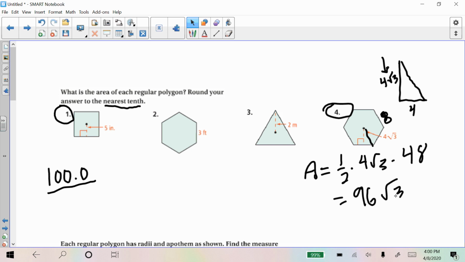So the correct answer, if you multiply 96 times the square root of 3 and round it to the nearest tenth, I believe you get 166.3.